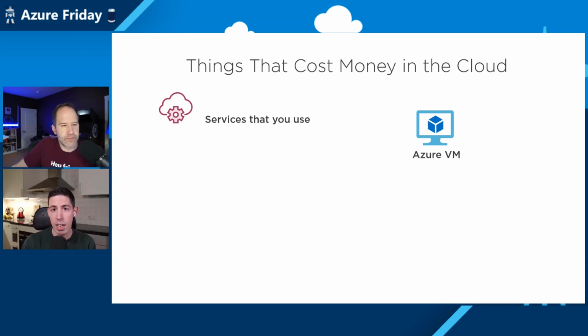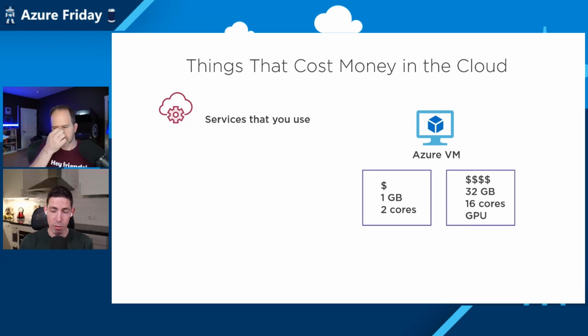And these services can have different tiers. So you can, for instance, run a small VM with 1 gigabyte of RAM and maybe 2 cores of CPU. That might not be as expensive as, let's say, a bigger VM that has 32 gigabytes of RAM, 16 cores, and maybe a GPU even. And that goes for all of these services. So this is an obvious one, right? Services that you use in Azure, those cost money, of course.